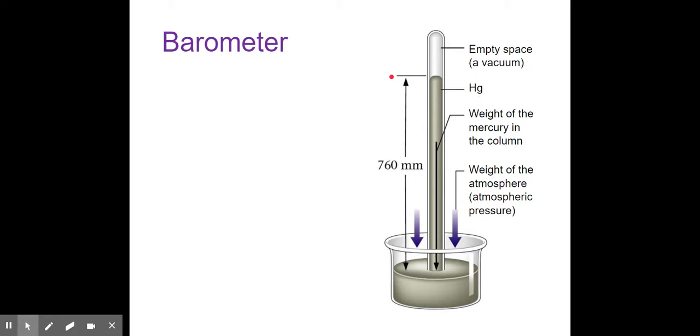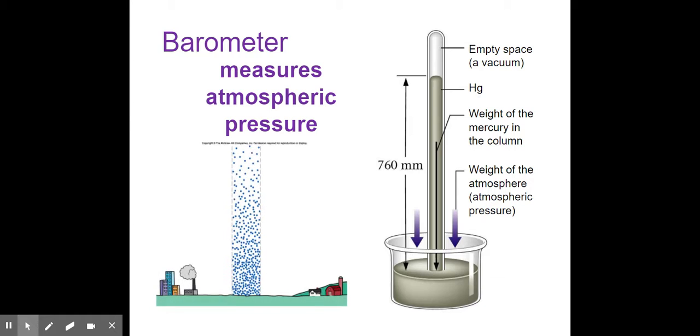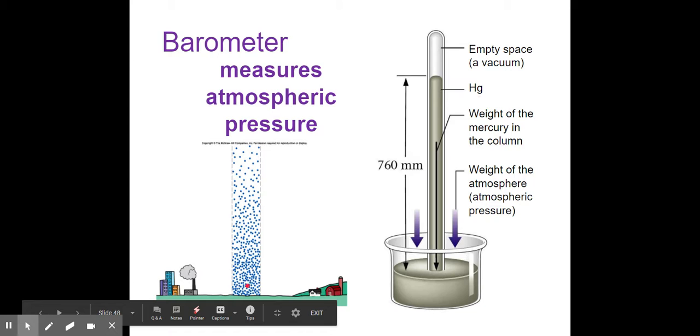So a barometer is something that measures atmospheric pressure. This is a nice little schematic of it. If you were down at ground level, so to speak, you have so many particles of gas on top of you, versus if you were up in this area, you have less gas particles on you.